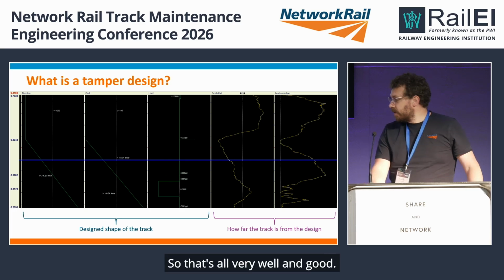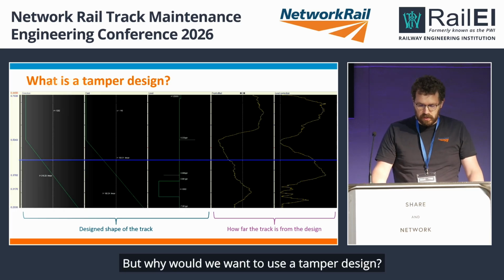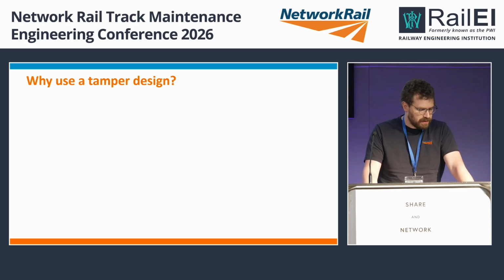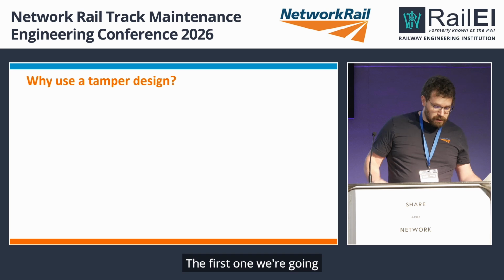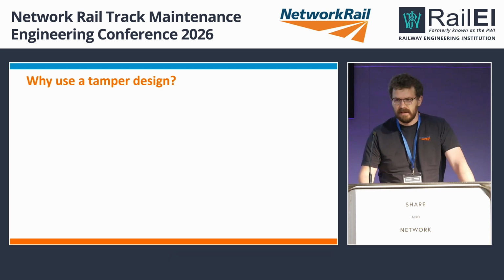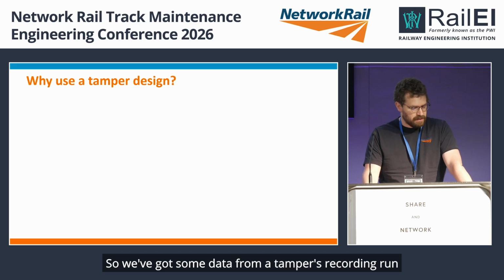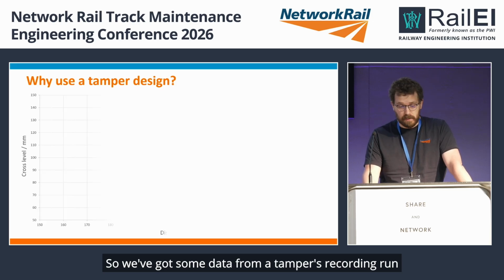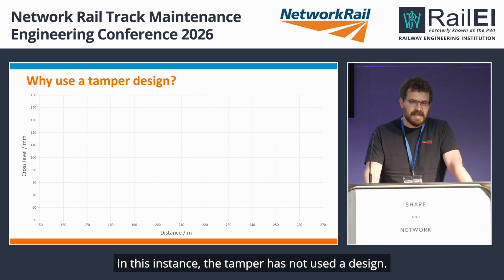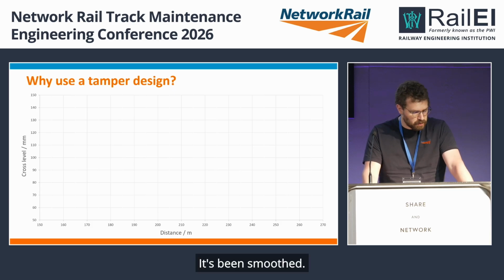So that's all very well and good, but why would we want to use a Tamper Design? And there's a few slides on this we're going to go through. The first one we're going to talk about is transitions, so cant transition in particular. So we've got some data from a tamper's recording run before and after it has tamped the track. In this instance, the tamper has not used a design, it's been smoothed.